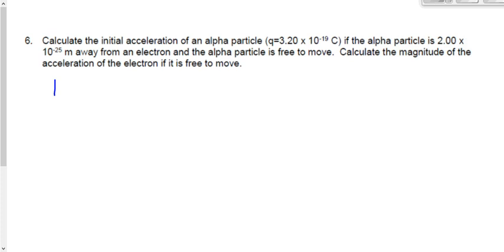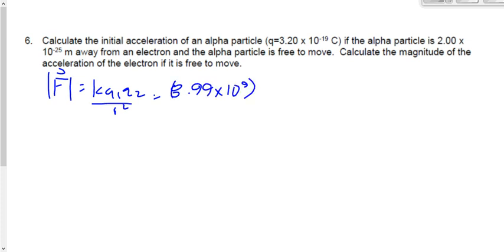So let's get the force. It's K Q1 Q2 over R squared. It's 8.99 times 10 to the 9 times Q1. We'll make that the charge of the alpha particle. And Q2 will be the charge of the electron. Notice I did not sub in the sign of the charge for the electron, the negative. I never do in these equations. It's always just the magnitude. Divide that by R squared.